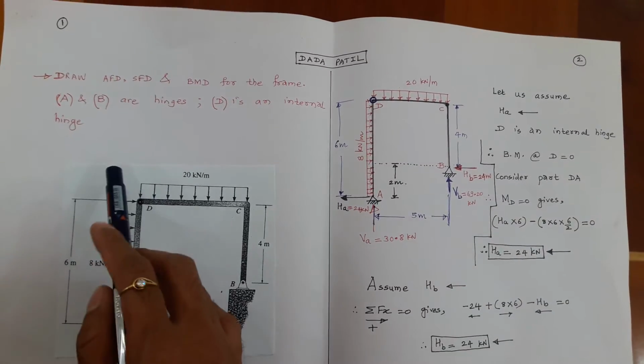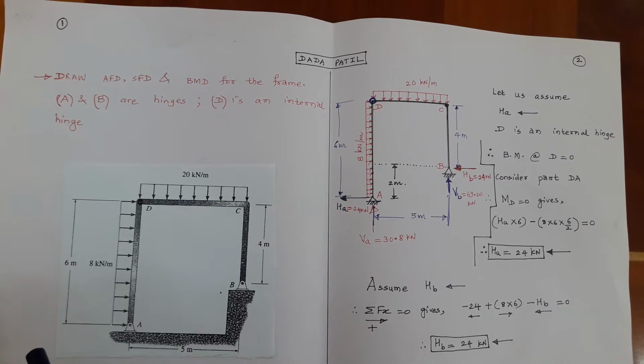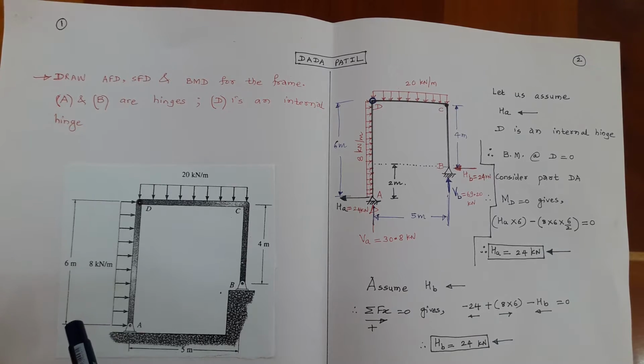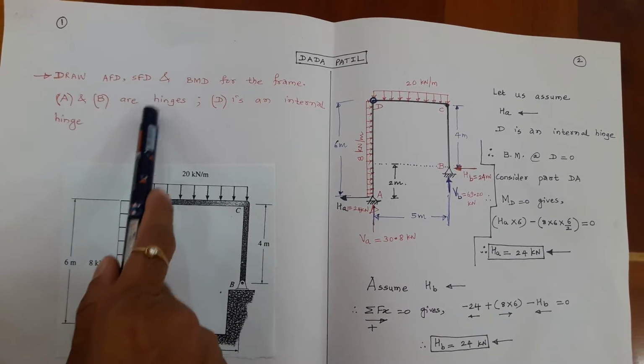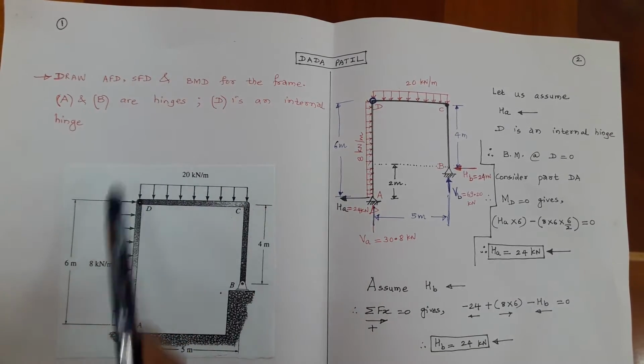Hello friends, let us see how to draw SFD, BMD and AFD, that is axial force diagram, bending moment diagram and shear force diagram for a statically determinate rigid jointed plane frame. So the question is: draw axial force diagram, shear force diagram and bending moment diagram for the given frame.